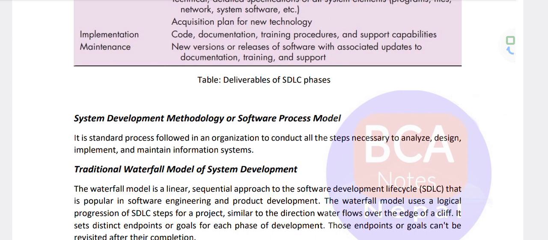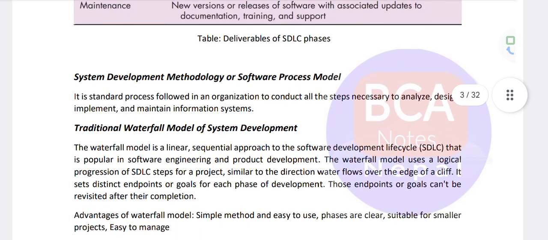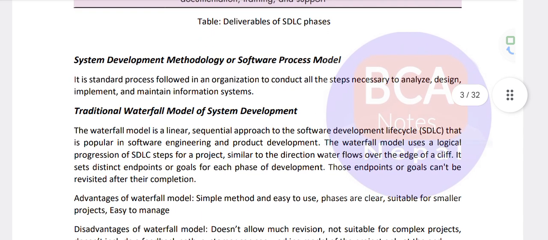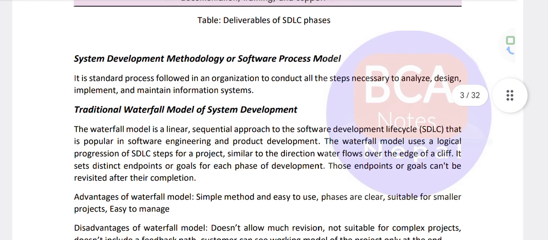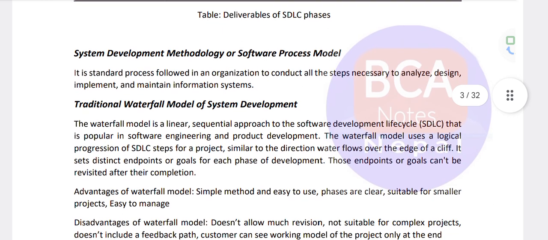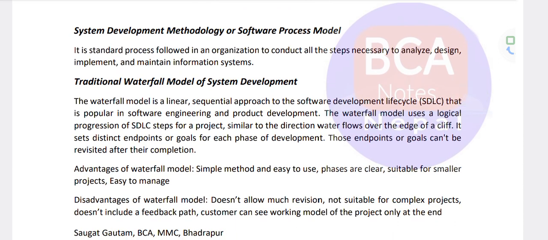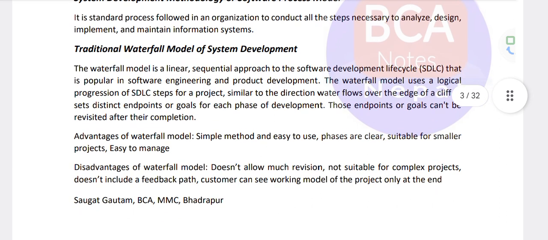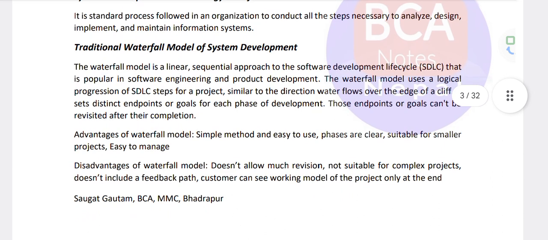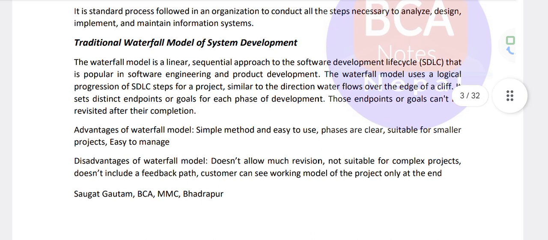System development methodology, or the software process model. It is the standard process followed in an organization to conduct all the necessary steps to analyze, design, implement, and maintain the information system. Traditional waterfall model of the system development. The waterfall model is a linear sequential approach to the system development life cycle that is popular in software engineering product development.